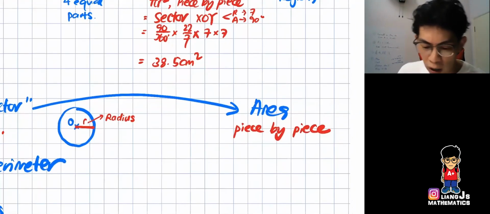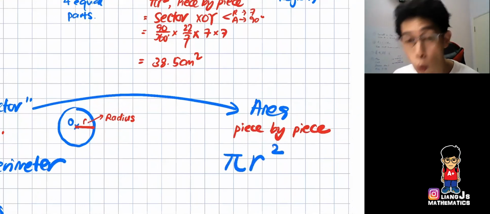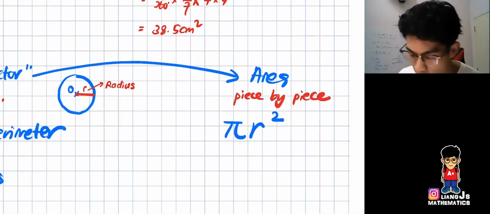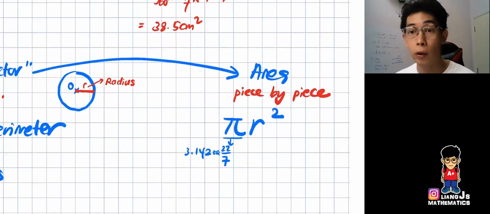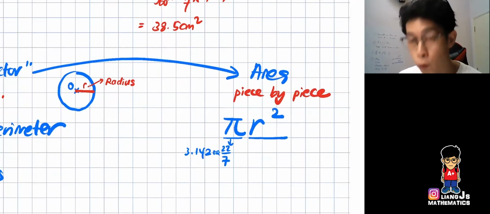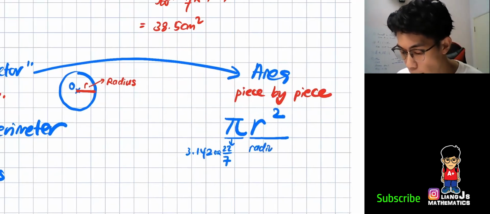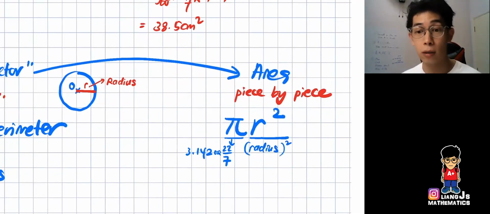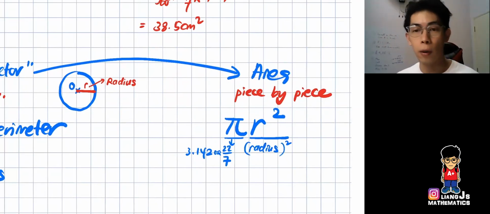Area. What's the formula? You write pi r squared. So what is pi again? Pi being 22/7 or maybe 3.142, either one, depending on what the questions want. Radius squared means you take your radius, then you square it. Nothing special on that. You don't square the pi, don't do that. So radius squared, very good.